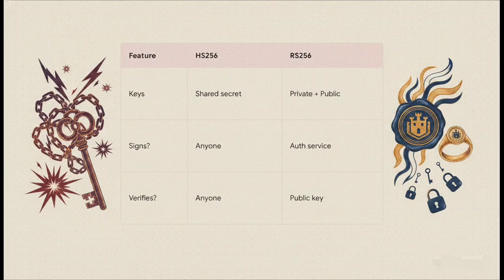RS256, however, is totally different. It's a royal wax seal. It uses an asymmetric key pair. Only your dedicated auth service holds the private key, the actual royal signet ring, to sign new tokens. All your other microservices just hold the public key, which only lets them verify that the seal is genuine. A compromised downstream service can't forge anything because it never had the ring in the first place. For any real enterprise app, RS256 is the only correct choice.